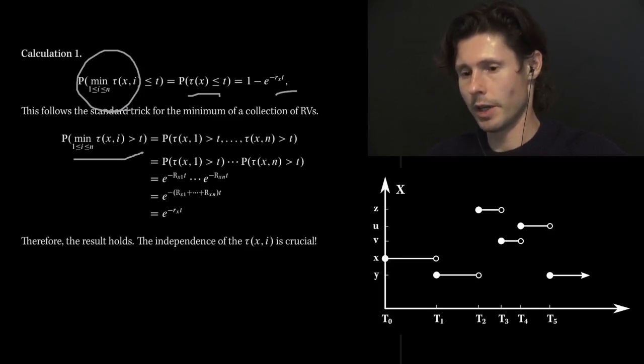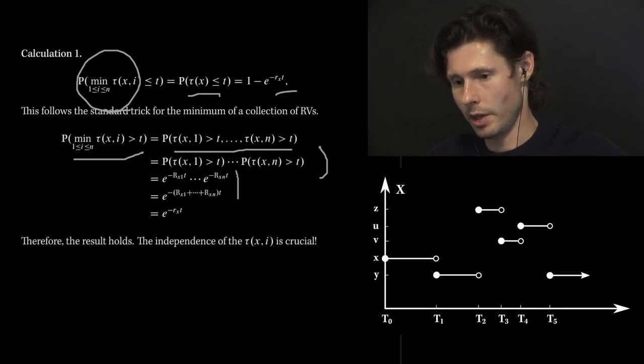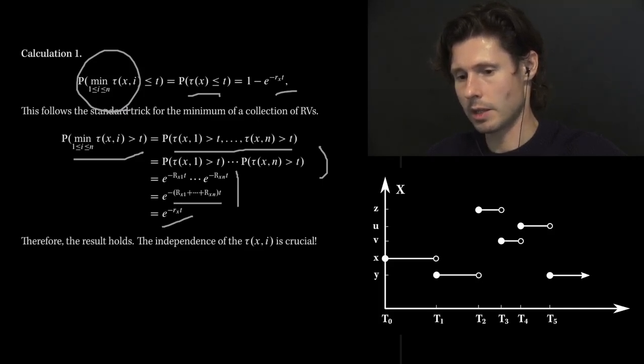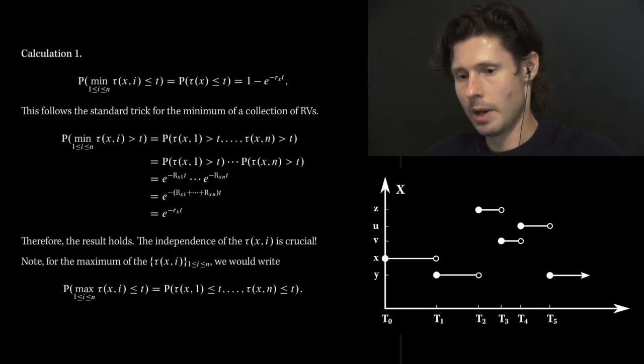If the smallest of n things is greater than t, all of them had to be greater than t. By independence, we split them up into a product of marginals. These are just the expressions for survival probabilities of each exponential. We sum up the rates and see that that's exactly the survival probability of tau x, the exponential with rate Rx, staying in that state. So the independence here was crucial, of course, and this is literally the same exact calculation as in the example of 2 clocks that we already did.